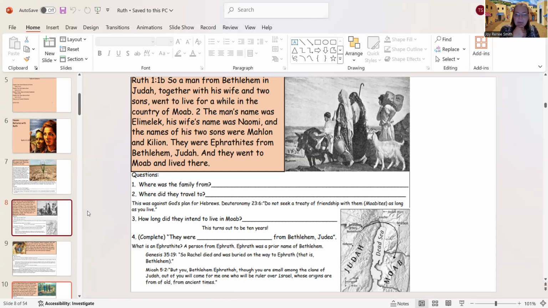They were Ephrathites from Bethlehem, Judah. What is an Ephrathite? A person from Ephrath. Ephrath was a prior name of Bethlehem. Genesis 35:19. So Rachel died and was buried on the way to Ephrath, that is Bethlehem. Micah 5:2. But you, Bethlehem Ephrathah, though you are small among the clans of Judah, out of you will come from me one who will be ruler over Israel, whose origins are from old, from ancient times.